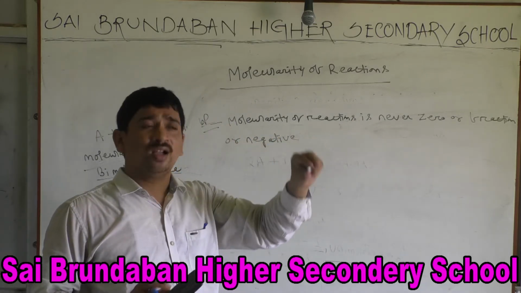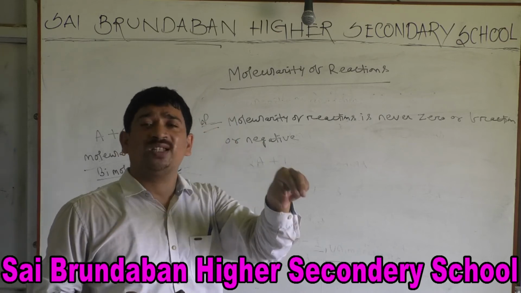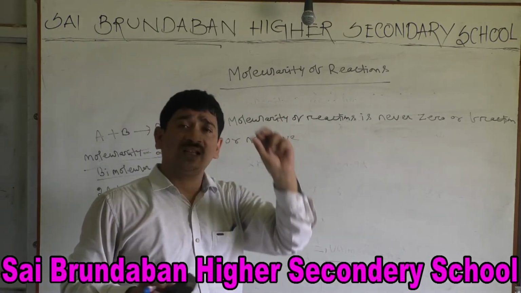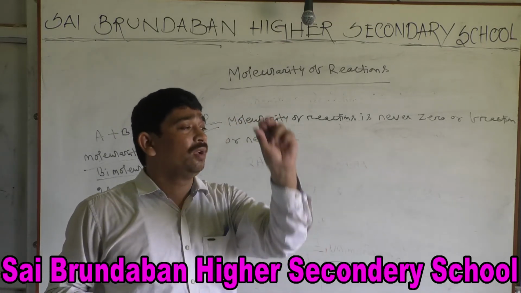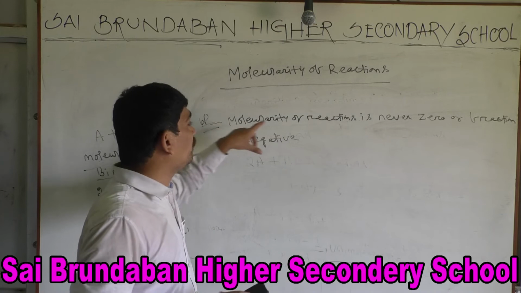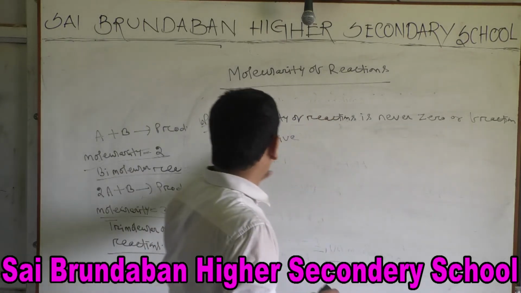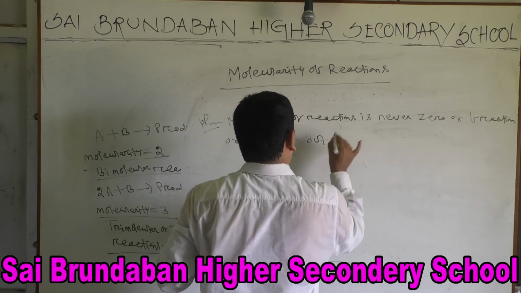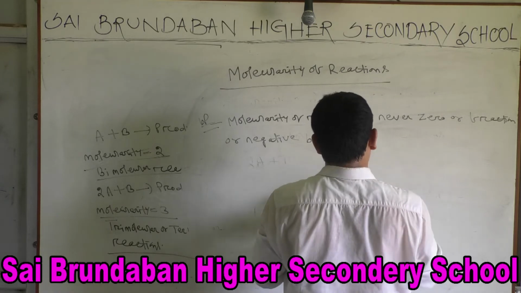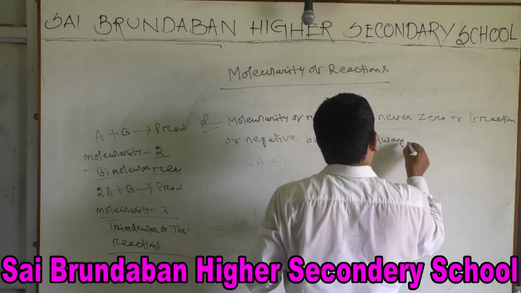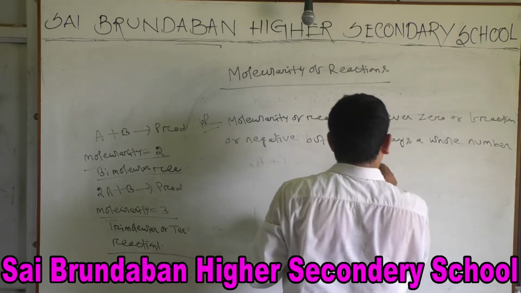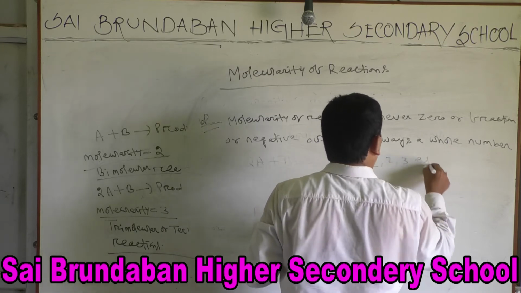Molecularity, first definition: molecularity of reaction is defined as the number of reactant species which collide simultaneously to bring about a chemical reaction. Molecularity of reaction is purely a theoretical value. But next point, molecularity of reaction is never zero, fraction or negative, but it is always a whole number. Whole number means 1, 2, 3, etc.